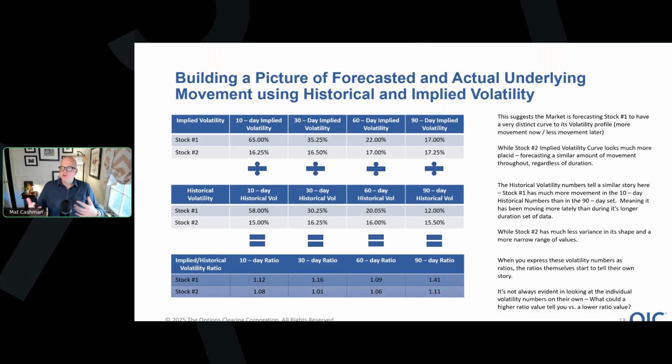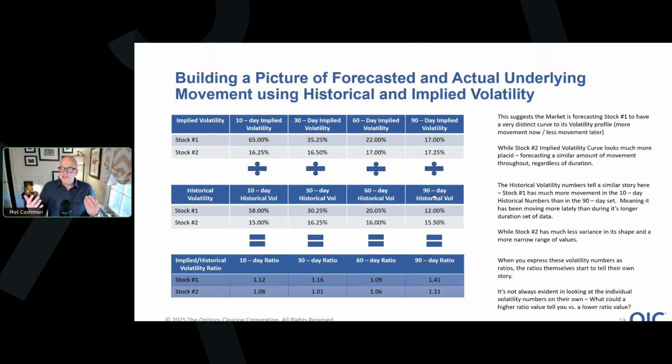When you express these numbers as ratios, they start to tell their own story relative to the actual implied vol story that is being told here and the delivered story that's being told here independently. It's not always evident, though, in looking at the individual vol numbers on their own, what a higher ratio could tell you relative to a lower ratio.